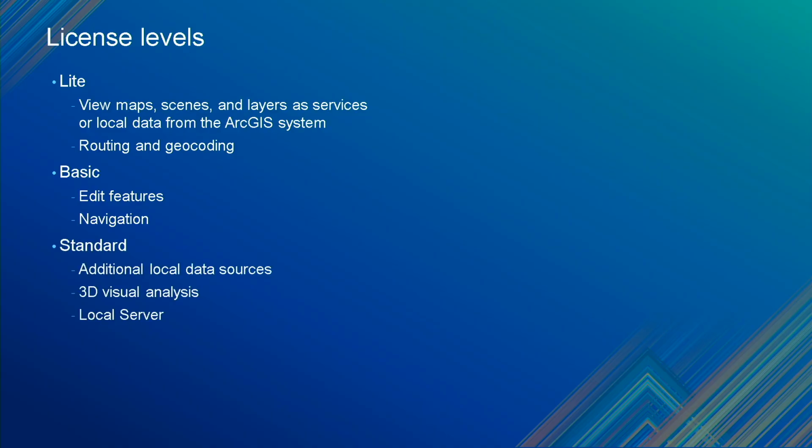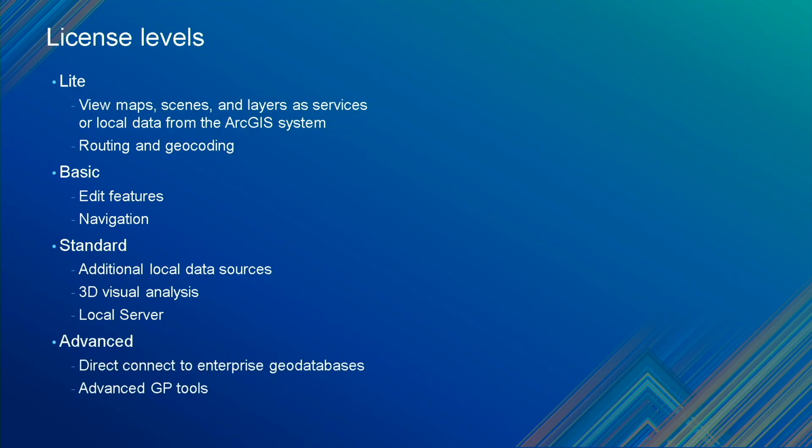Next level is Standard, so this includes everything in Basic, plus access to local data sources that are not part of the ArcGIS system. So what does that mean? Well, it means things like geopackages, shapefiles, KML files, raster files like GeoTIFFs, MrSID imagery. It also includes things like 3D visual analysis, the ability to do a line of sight or viewshed in 3D or in a scene. In addition, local server is enabled. If you're working with local server, it's enabled at the Standard license level.